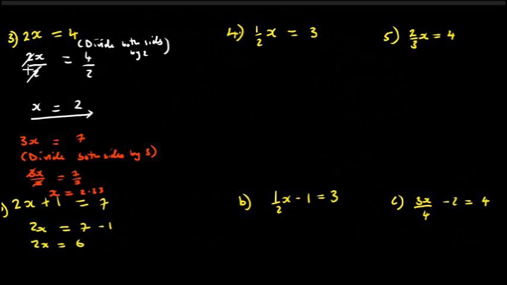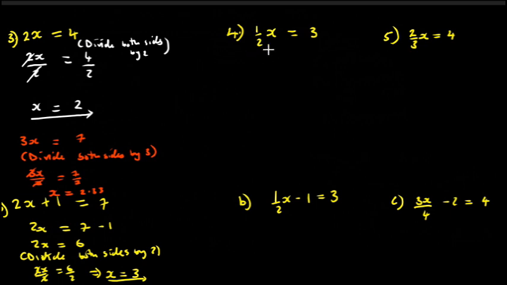Now we come to this point again. What do we do? Divide both sides by 2. That's 2x divided by 2 is equal to 6 divided by 2. And it implies that this side we are going to be left with x is equal to 6 divided by 2, which is 3. Problem solved. Let's move on to the next question.